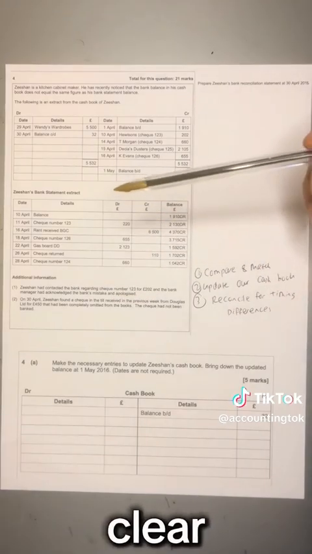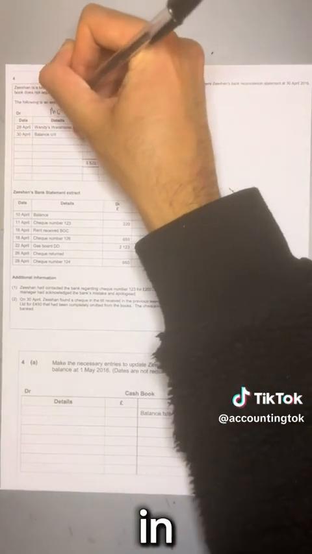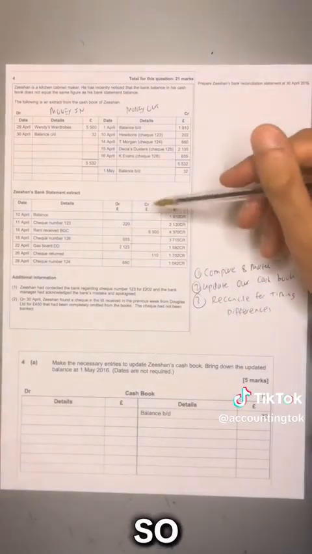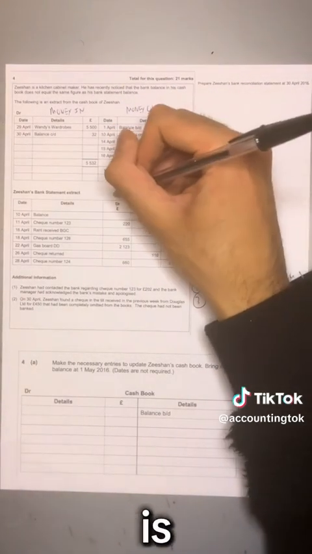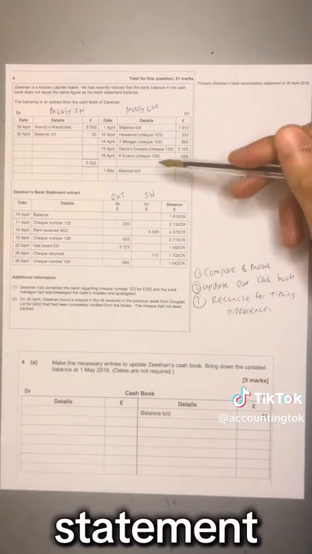The first thing we need to make clear is our debits and credits. So in our cash book, on the debit side, this is money in, and on the credit side is money out. But on bank statements, it's flipped. So the credit side is money in, and the debit side is money out. So now we can go to step 1, which is comparing and matching the bank statement to the cash book.